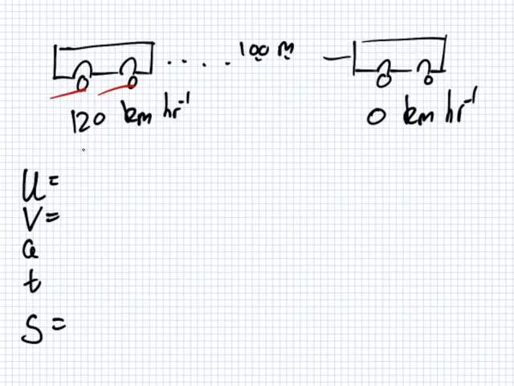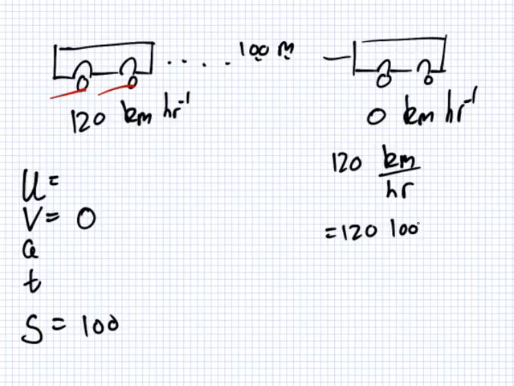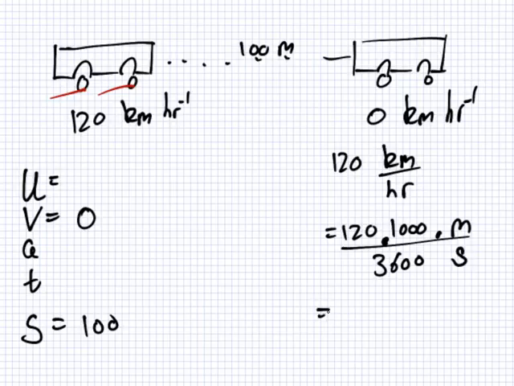But we need to convert. 120 kilometers per hour equals 120,000 meters over 3,600 seconds. That's 33.3333. Okie dokes. That sounds about right. Yep. 33.33 meters per second.